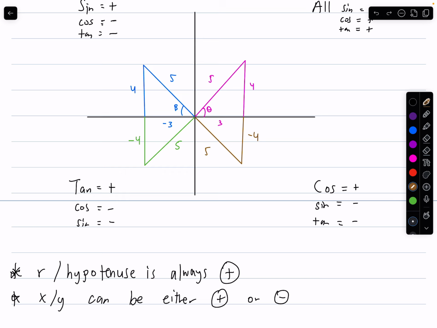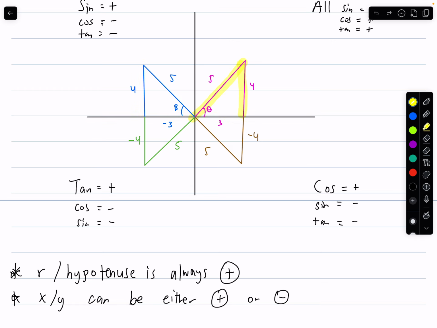So remember the triangles that you have, these triangles are all going to be in reference to the x-axis. Notice how the triangle here is in reference to the x-axis, the triangle here is in reference to the x-axis, and the triangle here is in reference to the x-axis.